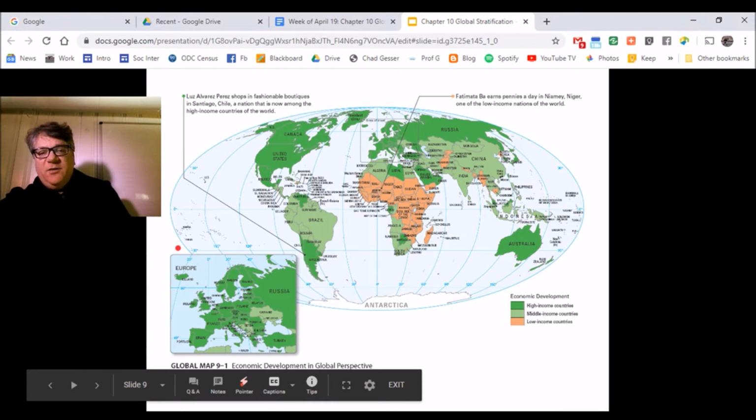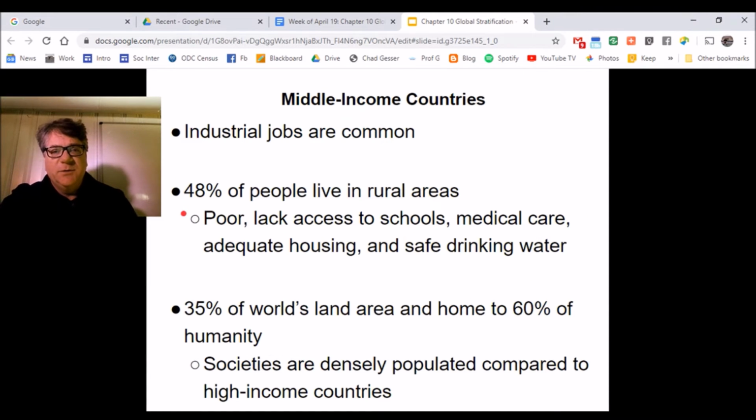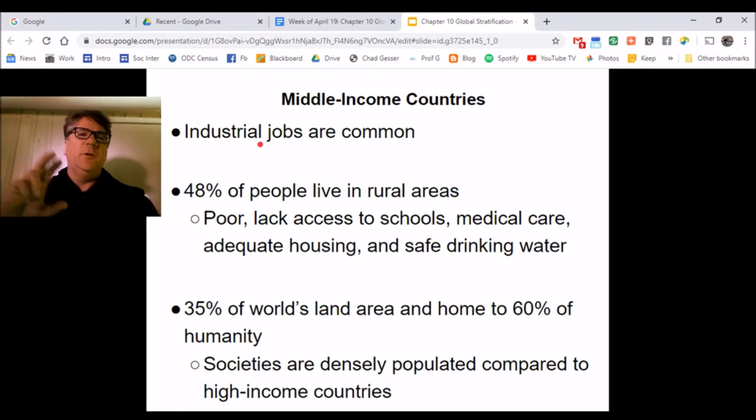These are where those areas are located. And again, this is in your book, and I do want you to elaborate on this in your lecture notes. Middle income countries, industrial jobs, that secondary sector, are more common. Now, what's interesting about middle income countries is that you'll have examples. You're going to watch a couple of videos on this after this in the next two assignments, but middle income countries have very developed areas, and middle income countries also have really, really poor areas. So you kind of got a 50-50 split.